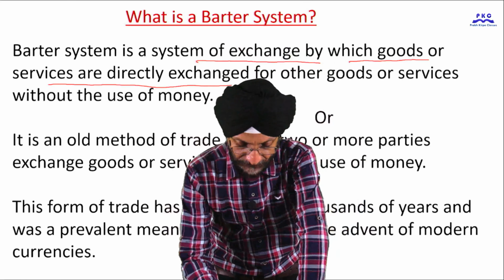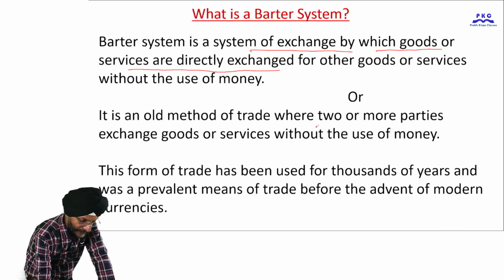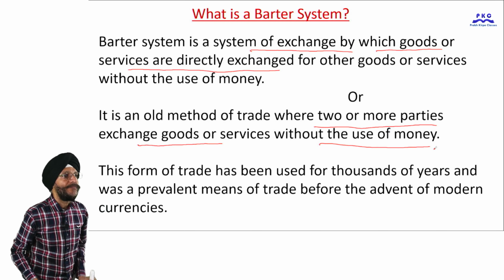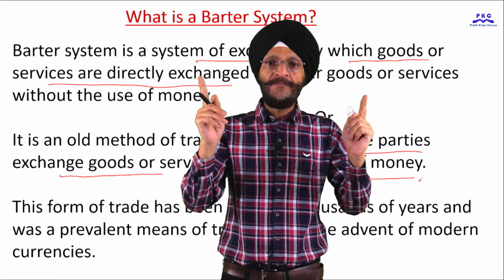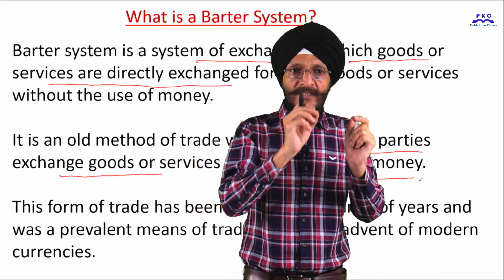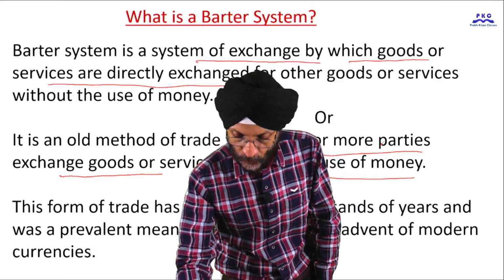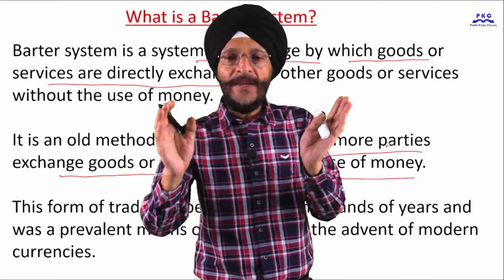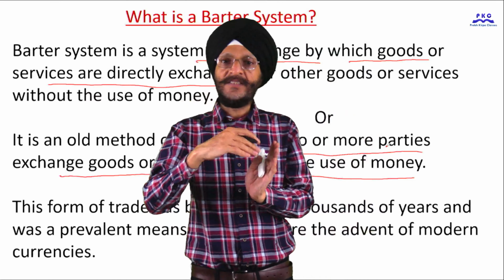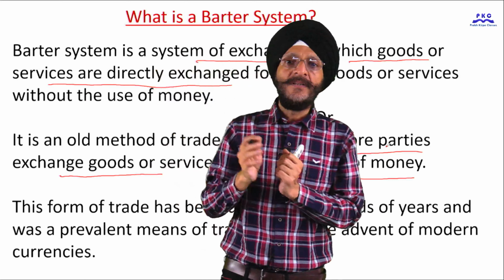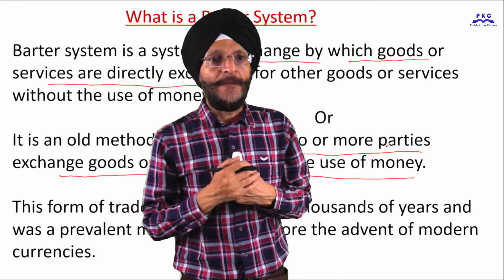Another definition is it is an old method of trade where two or more parties exchange goods or services without the use of money. The question may arise whether in the barter system only two parties are involved, A or B. No. This definition says that two or more parties may be involved in barter system. We will understand the same with the help of example in due course of time.